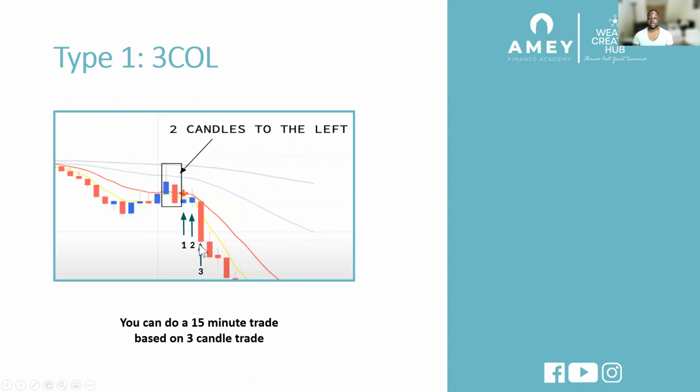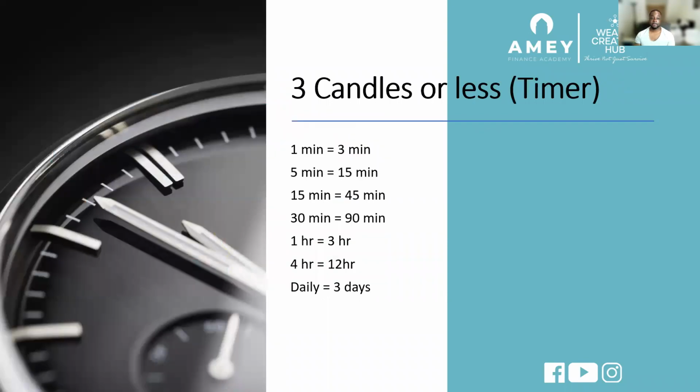You've got it for 15 minutes, 1, 2, 3, and you've won that trade. That simple and that easy. The 3 candle or less rule works in many different time frames as well. So you have the 1 minute, which is 3 minutes. The 5 minutes, so you've got the 5 minute candle in hyperdrive, then you do it for 15 minutes and so forth. But we're going to be obviously focusing on the 5 minutes to 15 minute trades.